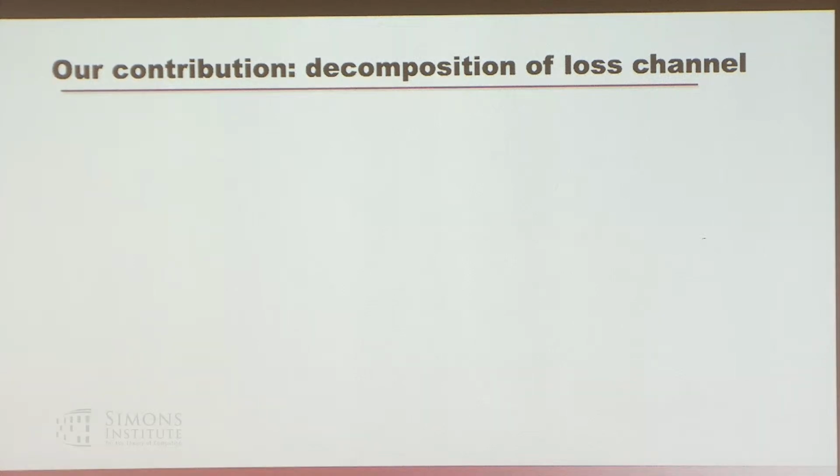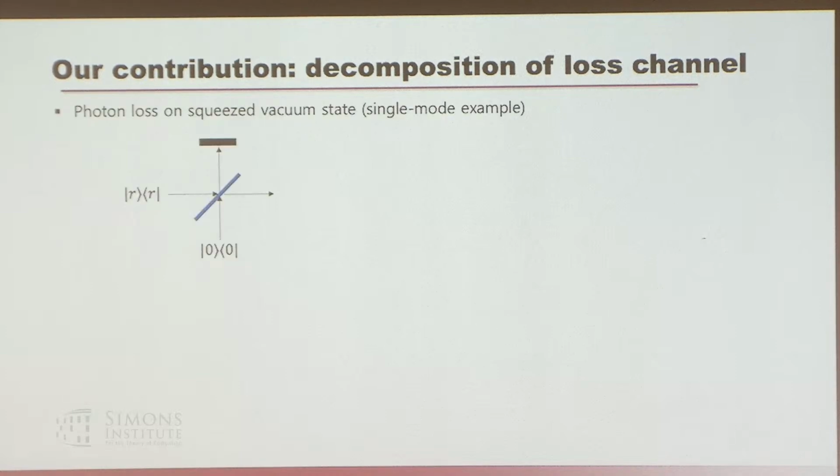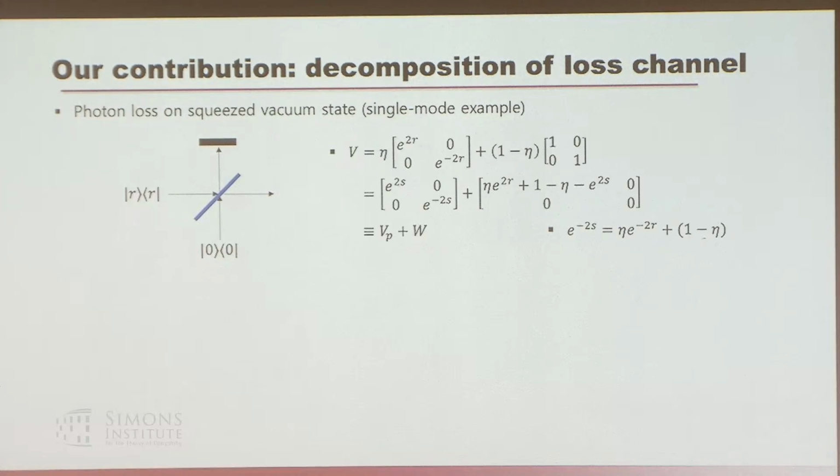Let me talk about more details using a toy model first, before I talk about lossy Gaussian boson sampling in general. So we have a single squeezed vacuum state as an input, and you have this loss channel. As I explained, the output covariance matrix is written as a convex sum of the covariance matrix of the input and the covariance matrix of the vacuum state. Then we decompose it in a different way. The second decomposition is no longer a convex sum, but it is the sum of two symmetric, positive semi-definite matrices. But there's some structure here.